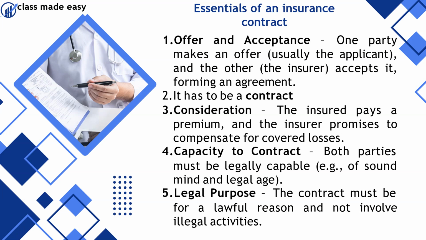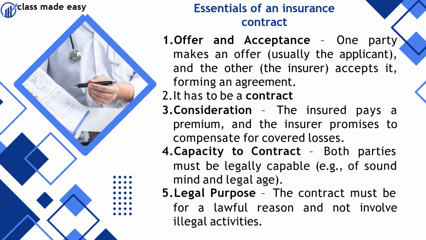compensate you for loss. And then number 4 is what we call capacity to contract. Both parties must be legally capable of entering into the insurance contract. That means they need to be of sound mind. They need to be of legal age. That simply means they are not minors. We can also add another example, that they should not be bankrupt, or in the case of a company, it must not have been declared insolvent.